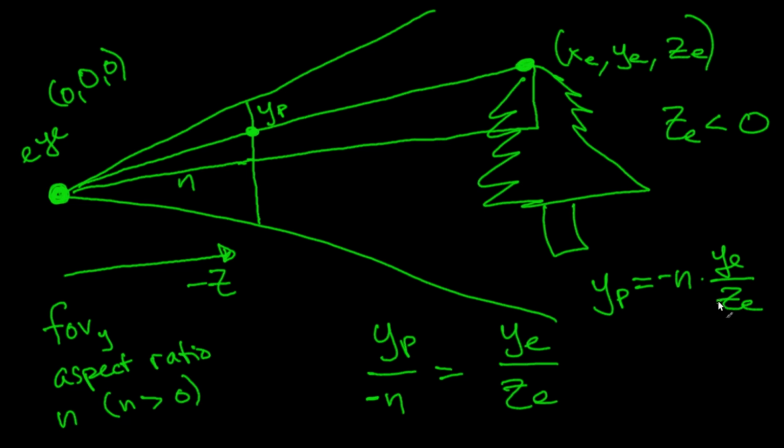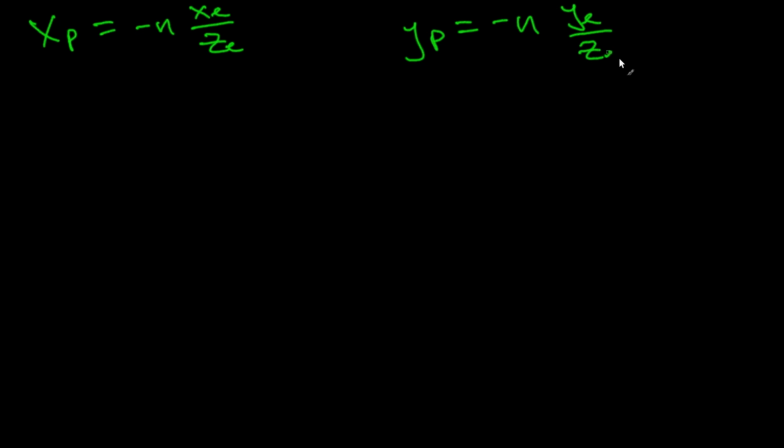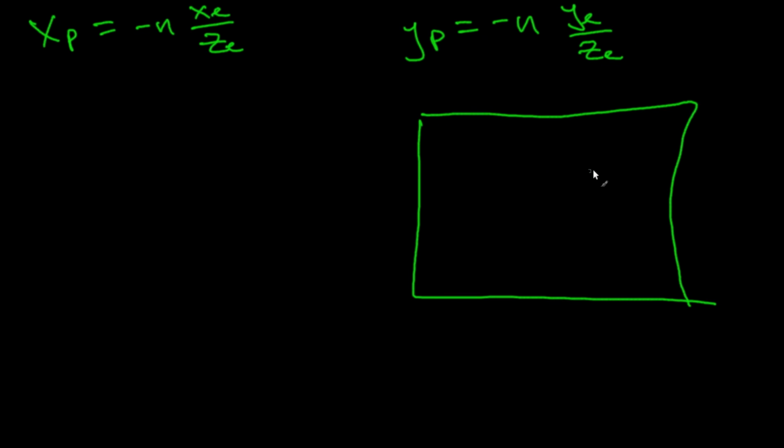Now we can do the same for x, and we end up getting a very similar expression. Let's just rewrite them here. xp is negative n xe over ze. And yp is negative n ye over ze. That gives us this point right here on our image plane. Let's say it maps right there. So this is xp, yp. Here's the center. This is the focal point that the eye is looking at.